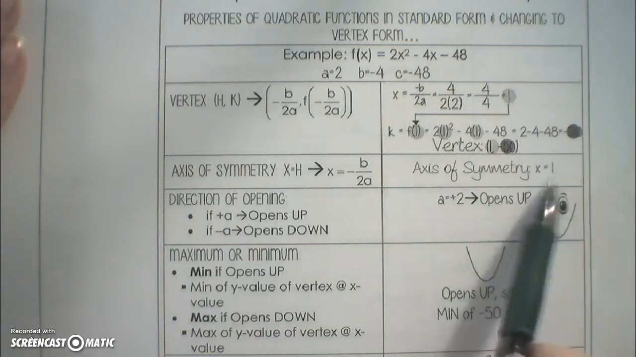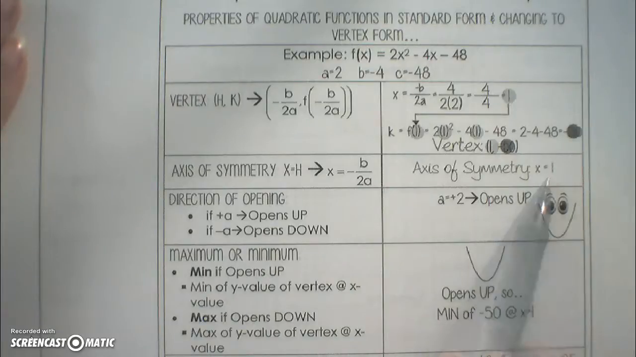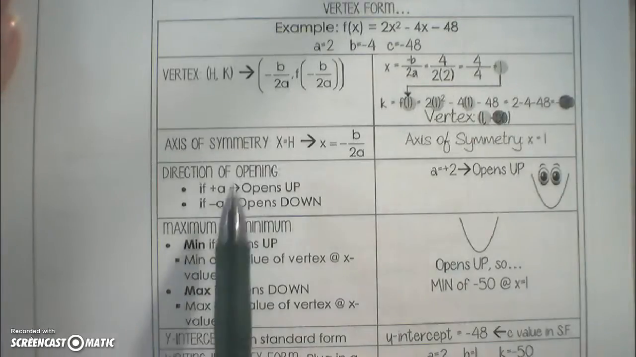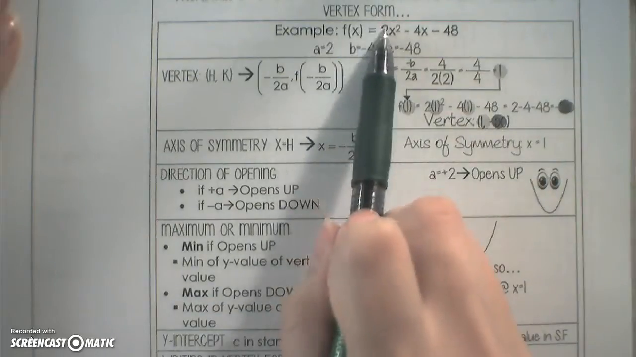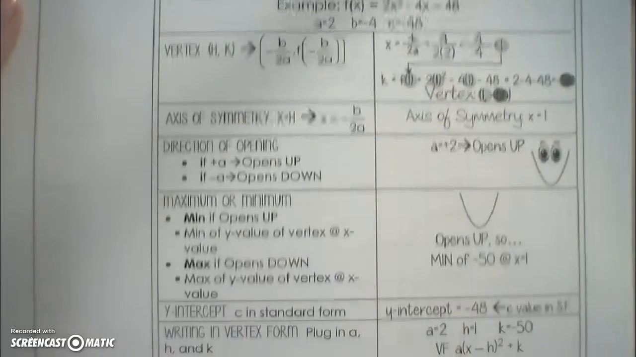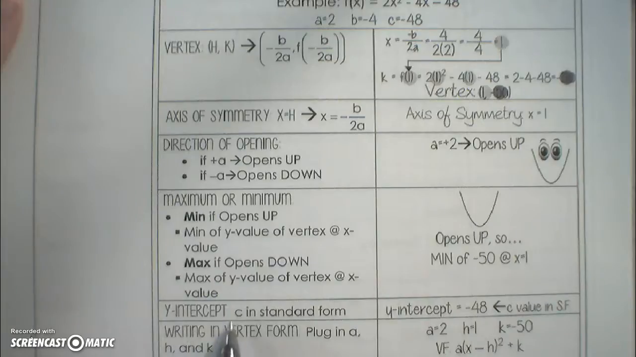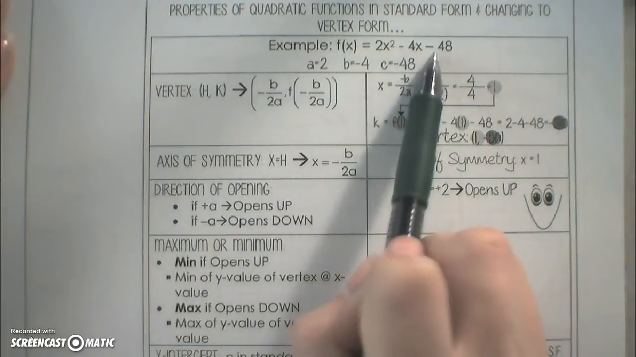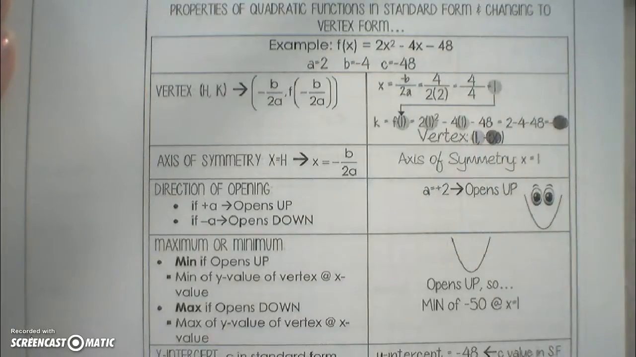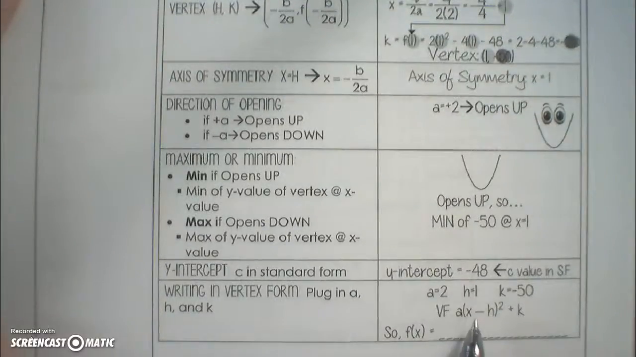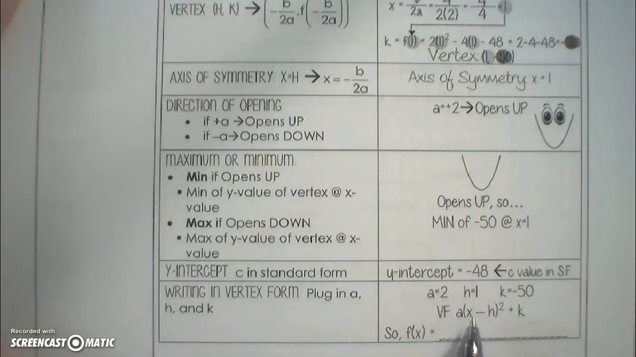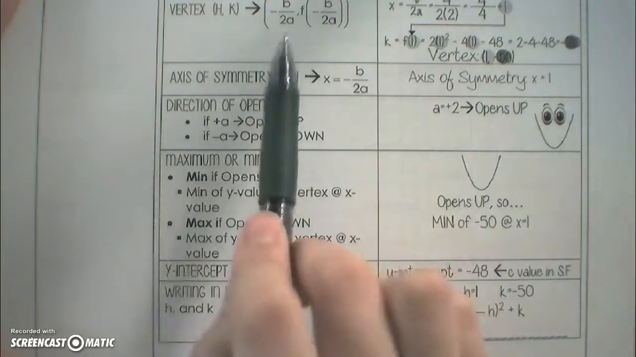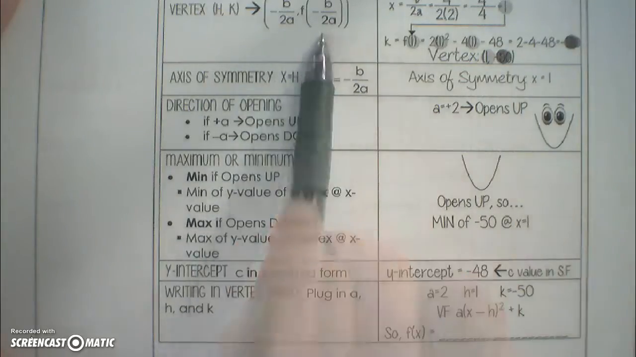Once you have your vertex, you've got pretty much everything you need. You have your x value for your line of axis of symmetry. You can already see if it opens up or down based on whatever your a is. And then our y-intercept, we can look up above and see what c is, and that is your y-intercept, whatever your c value is. So no formula for that either. And then we can write it in vertex form once we have our vertex, which we found by using -b over 2a and plugging it back in.